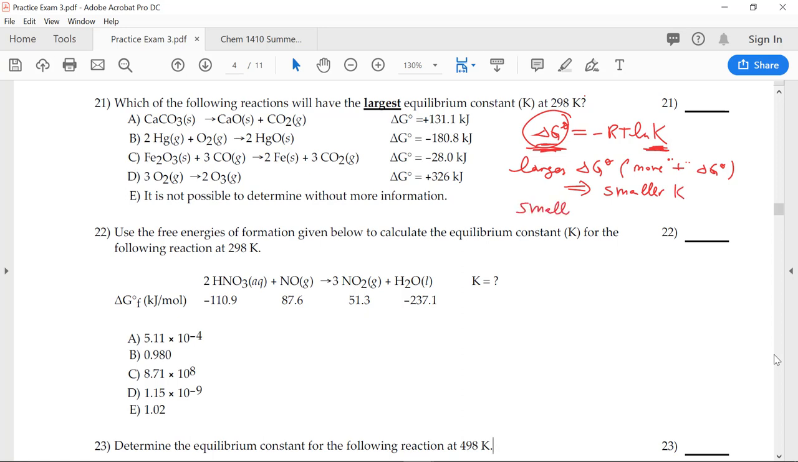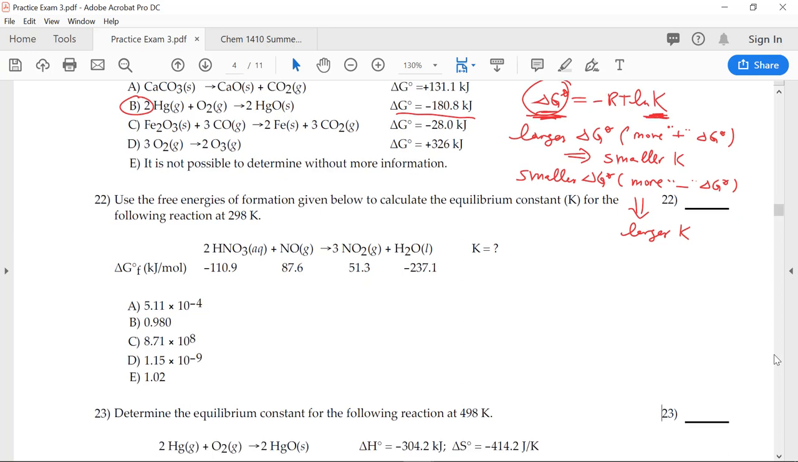Or it might be easier for you to understand: the more negative delta G is, this will give you a larger K. So in this case, we're trying to pick the largest equilibrium constant. That means the most negative delta G. There is no need to do calculation. So for question number 21, the correct answer is the most negative one, which is B.